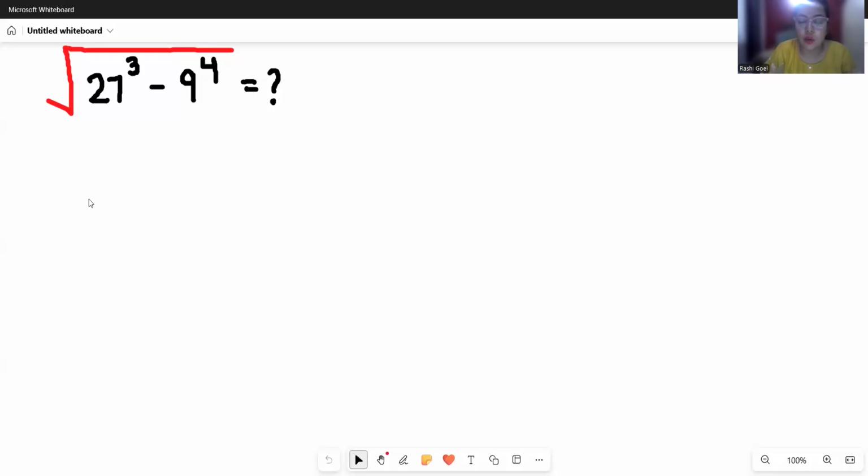In this video, we are going to solve 27 cube minus 9 power 4 is what, without using a calculator and in just 4 to 5 steps. So let's start with today's video solution. So 27 we can write as 3 cube whole cube, minus, similarly, 9 I can write it as 3 square whole power 4.